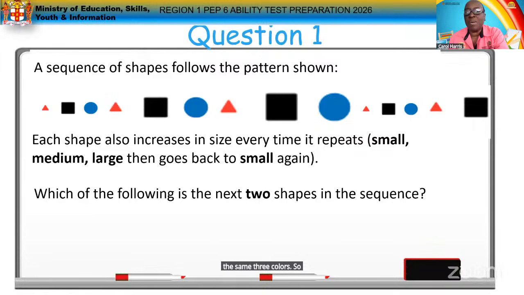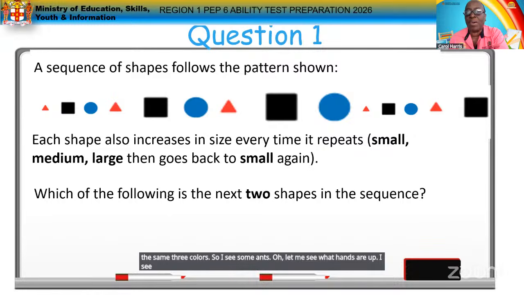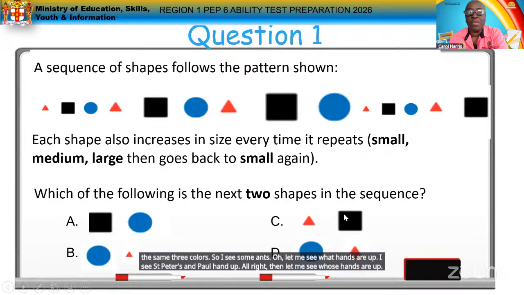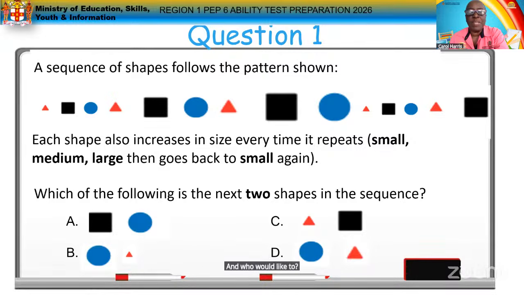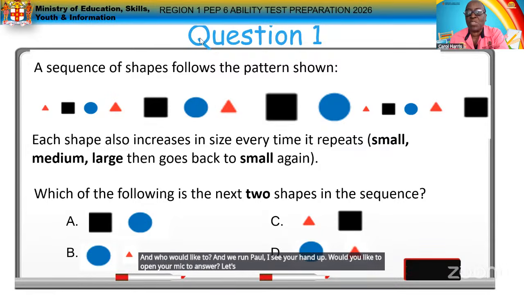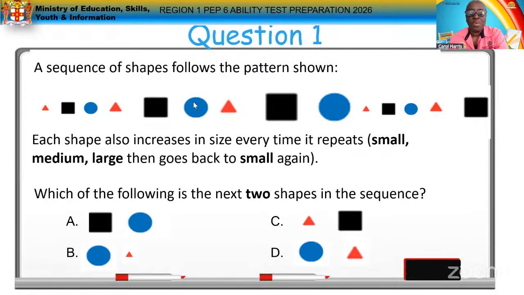So I see some hands up. Let me see what hands are up. I see St. Peter and Paul hand up. All right, then let me see whose hands are up and who would like to. St. Peter and Paul, I see your hand up. Would you like to open your mic to answer? And let's hear some of what you want to share. Go ahead, St. Peter and Paul. What would you say would be the... Go ahead, St. Peter and Paul.